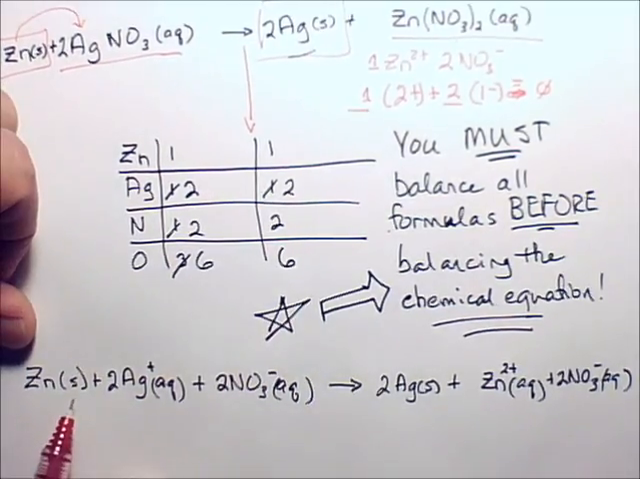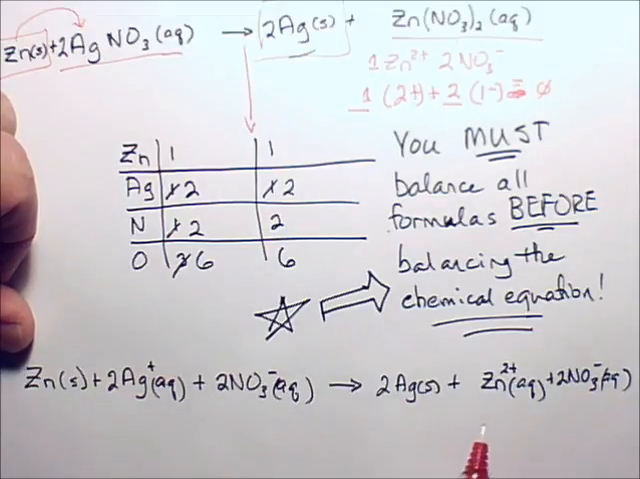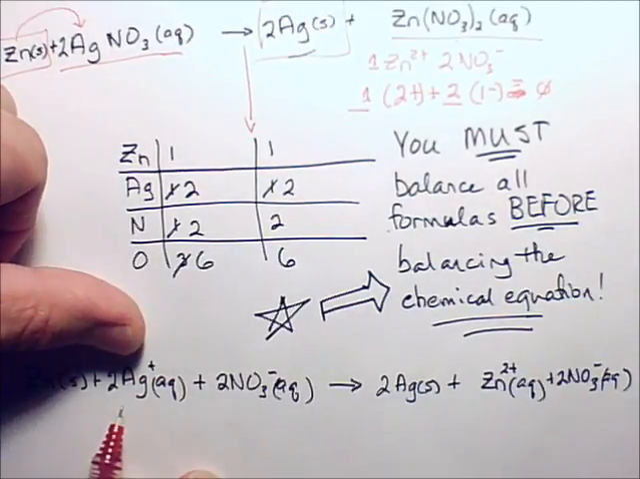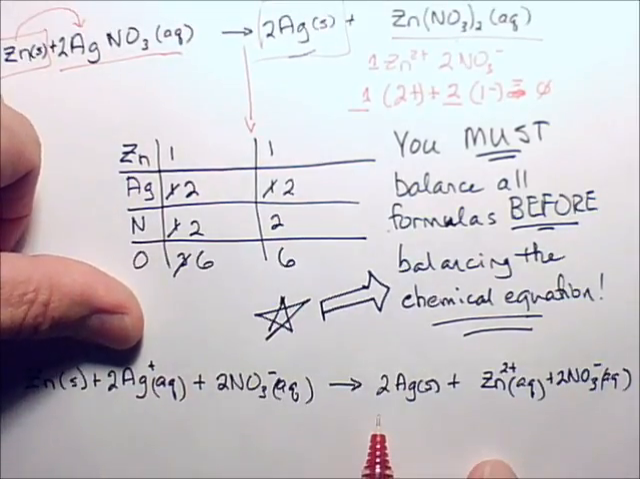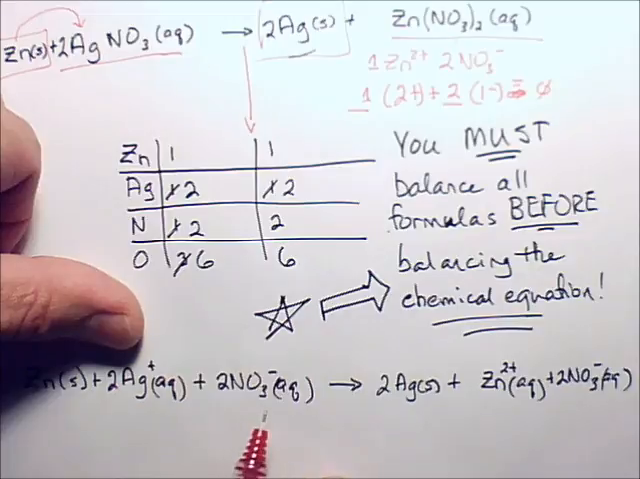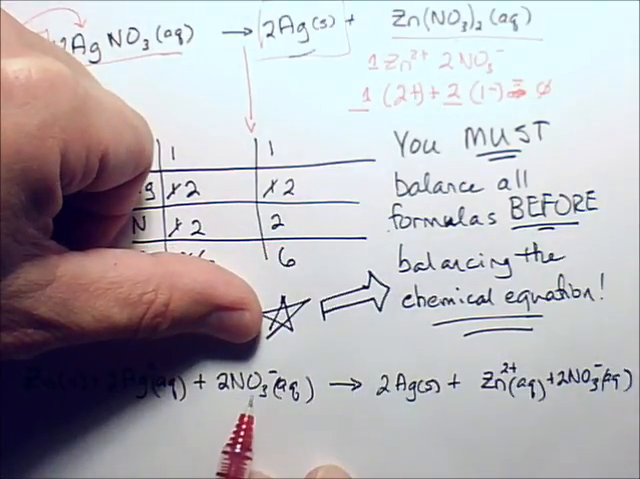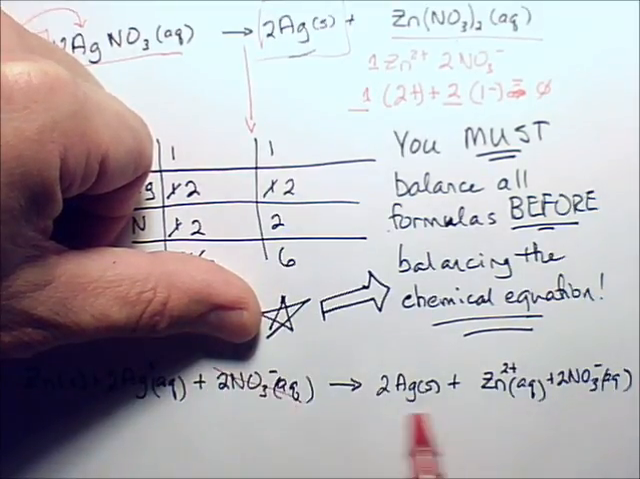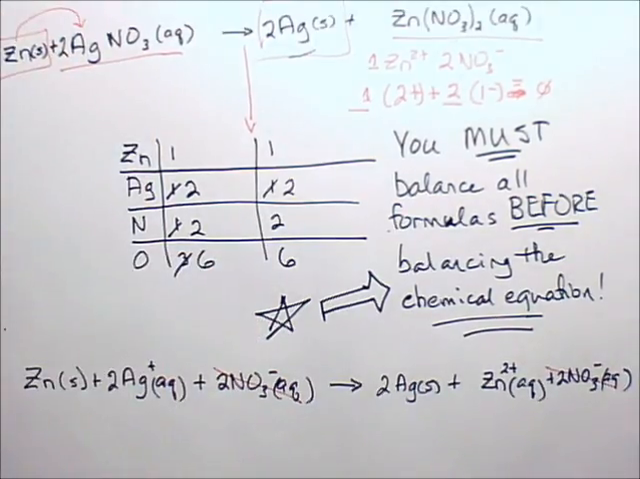Okay, here's a zinc solid. Is there a zinc solid over here? No. There's a zinc ion, but that's not exactly the same. There's a silver ion here. Is there a silver ion over here? No. The silver over here is a solid. It's not the same. Here's two nitrate ions. Are there any nitrate ions on this side? Okay. So do I have exactly the same number? So then I can take out all those nitrates on both sides.